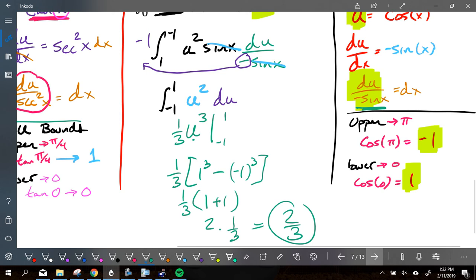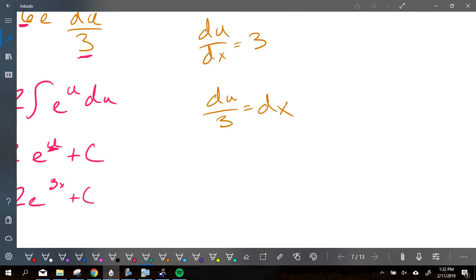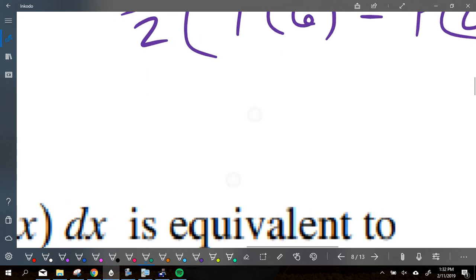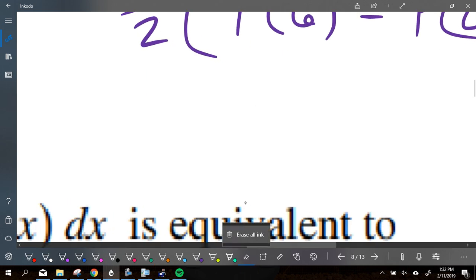Let's try one more to make sure we're doing it right. Again, it's not a lot of change. Once you've done this once or twice, it's going to continue to be about the same level of difficulty. You just got to make sure you don't forget little things. Okay? Let me erase that real quick.